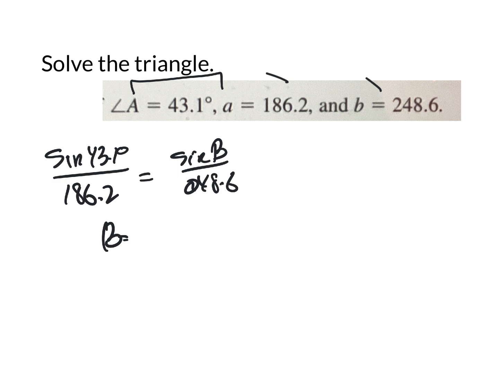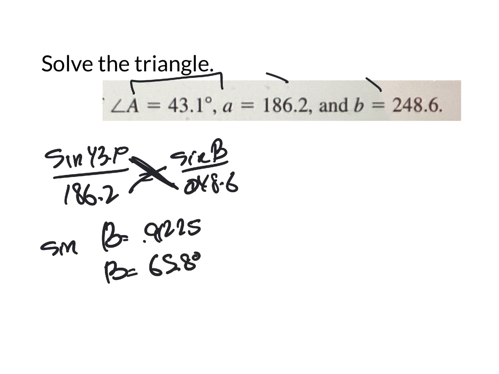So what I'm going to do first is multiply this way, and divide by 186.2. And when I do that, I'm getting sine B is 0.91225. That's what my calculator showed me. To figure out big B, I'm going to take the inverse sine of that angle, and my calculator's telling me it's 65.8 degrees. Now, here's where it gets a little crazy.